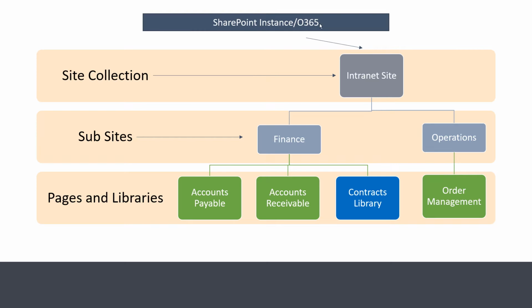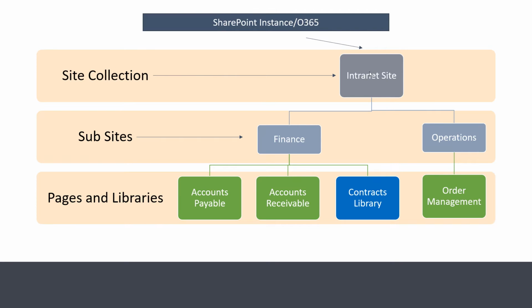Up top here at the very top, this is the SharePoint instance, Office 365. What this means is that to access SharePoint, you have to have a Microsoft subscription, there's licensing, and once you acquire your license with Microsoft, they set up an Office 365 instance for you, which is where they build your SharePoint site. So at the very top of your organization, you have the top intranet site that is the highest node in your site collection.